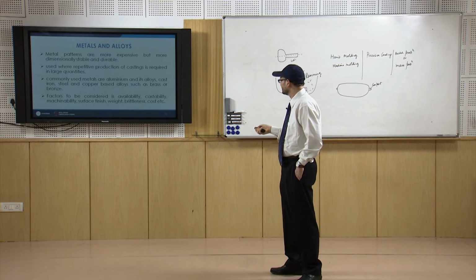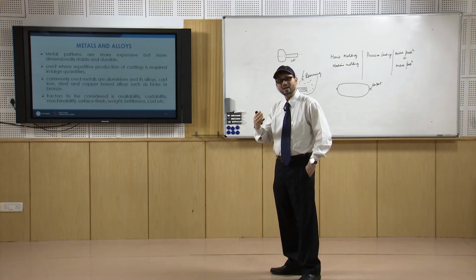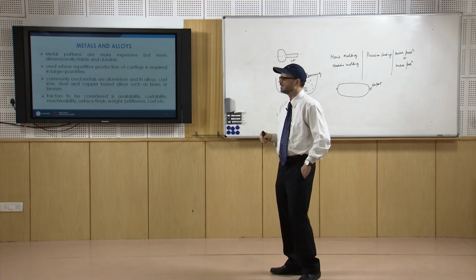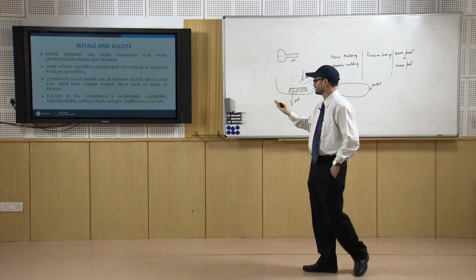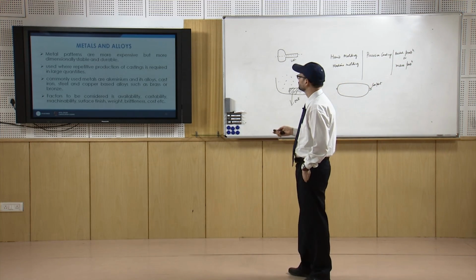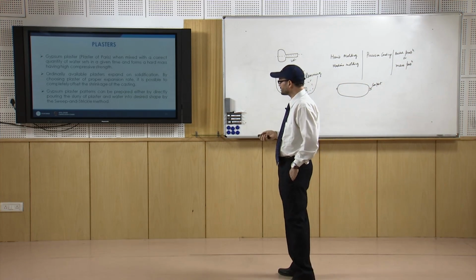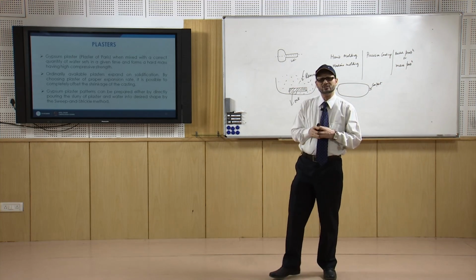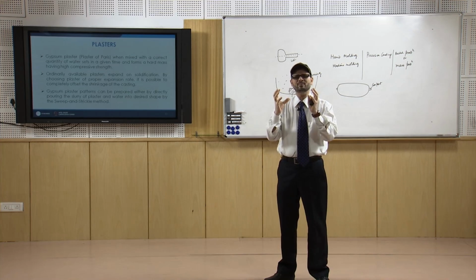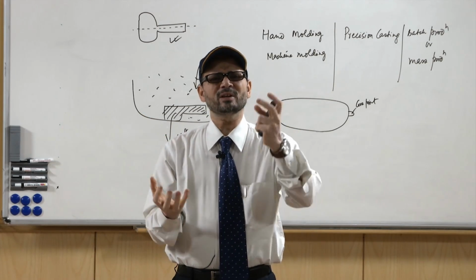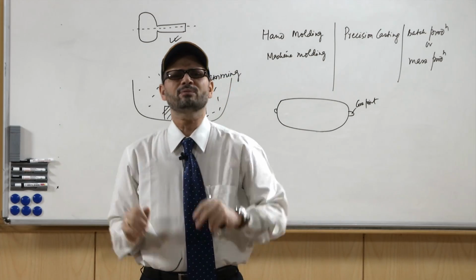Then cost: certainly you have to see the cost and go for the material which has less cost. So, these are the factors which will decide what kind of metals or alloys should be chosen. Next material is plasters. Gypsum plaster, that is plaster of Paris, is a good pattern material in the sense that it sets when it is mixed with water and allowed to set for some time.